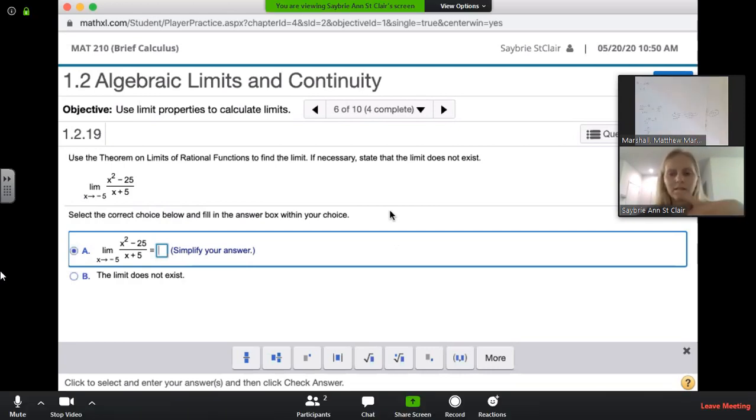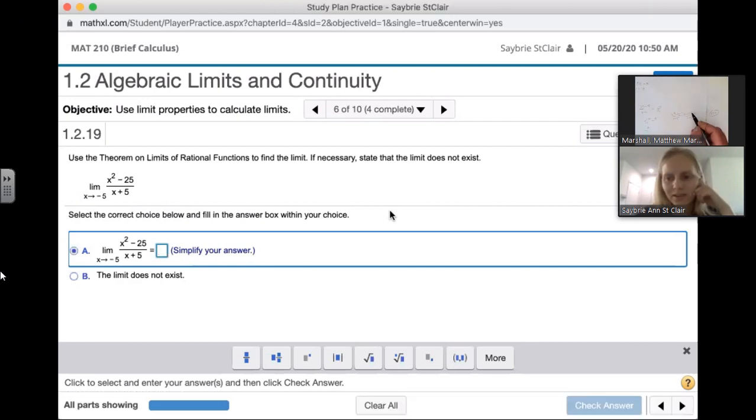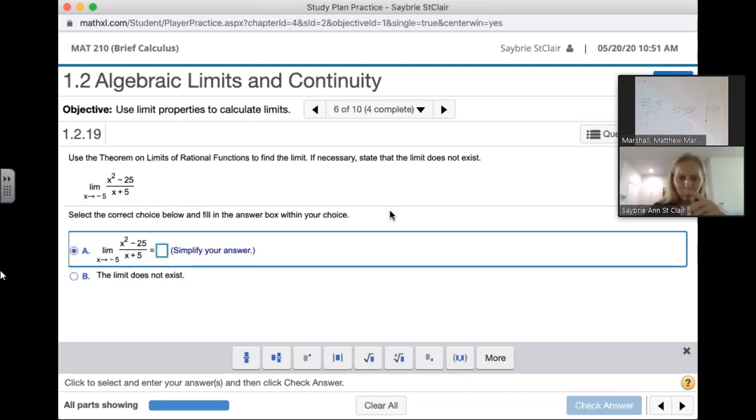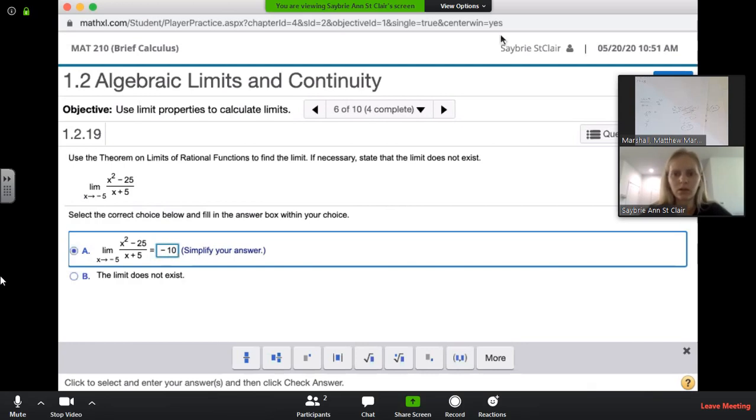Okay, I hear you. And then if you cross off these x plus 5s, it leaves you just trying to find this piece right here, x minus 5. So if you plug in -5 into here, you get -5 minus 5. That gives you -10. So that's how you find the limit on that one. So that should be -10. But there was one in the video just like that one.